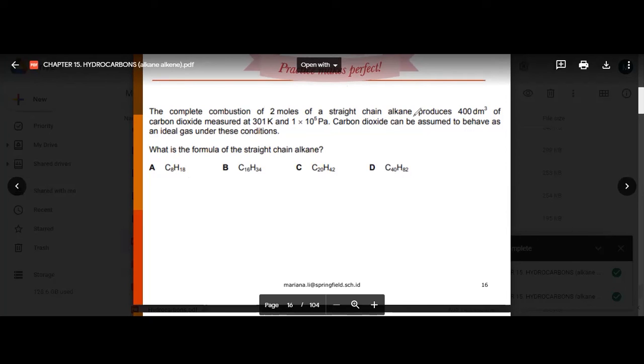We don't know the formula of the alkene, so assume this is CxHy. I will make the equation first to show the combustion reaction. I have 2 moles of the straight chain alkene, and it produces 400 dm cube of carbon dioxide. I have pressure and temperature, and it states that this is ideal gas CO2, so I can use PV = nRT. I would like to find the moles of this gas.